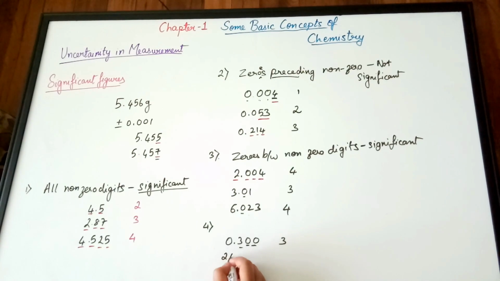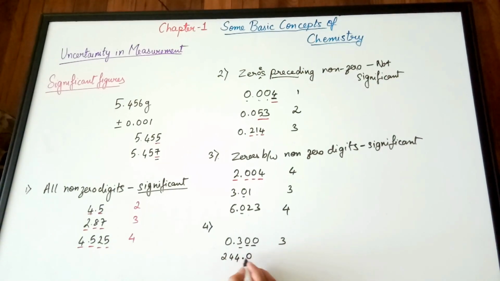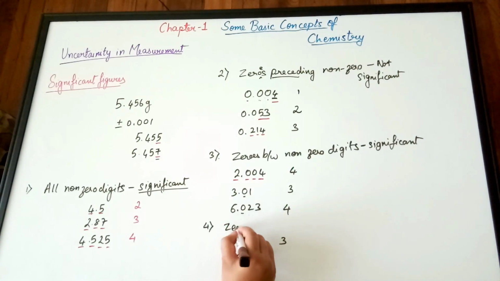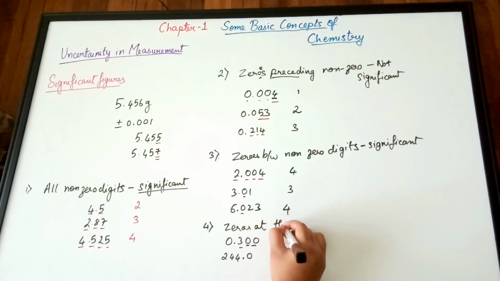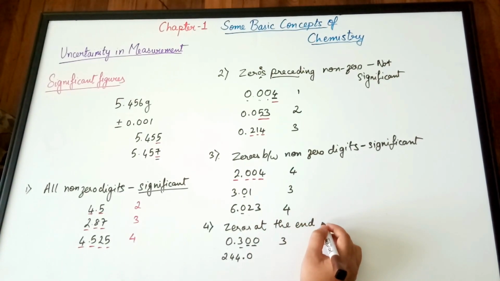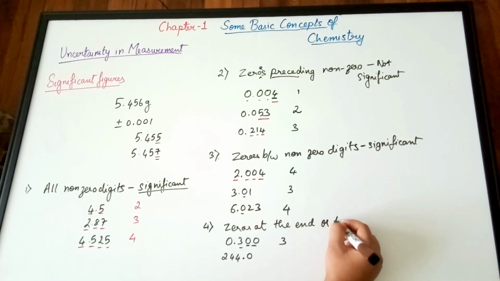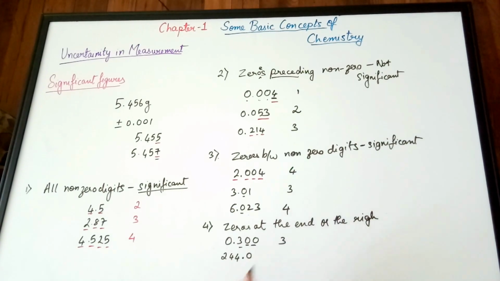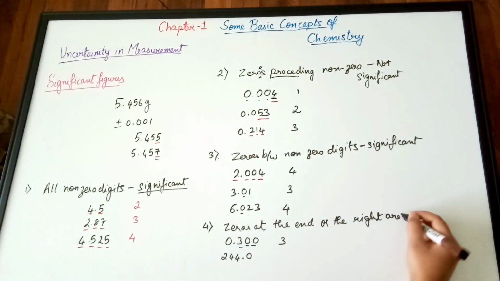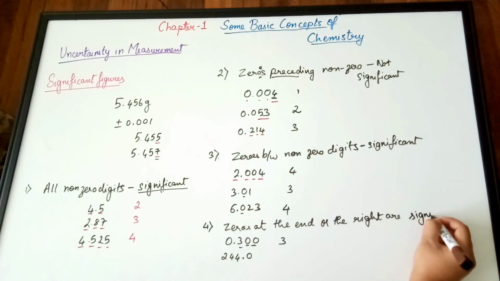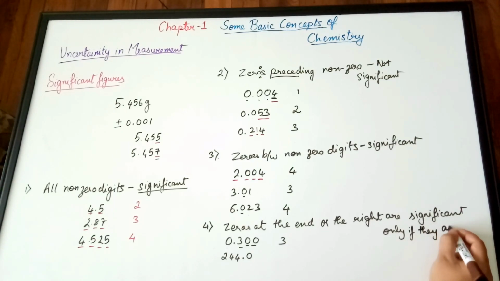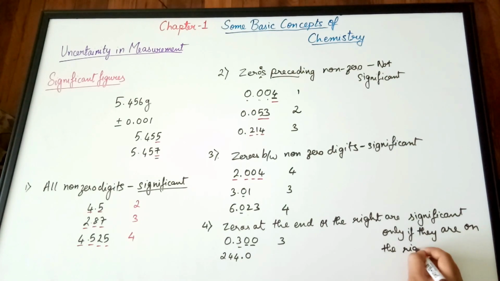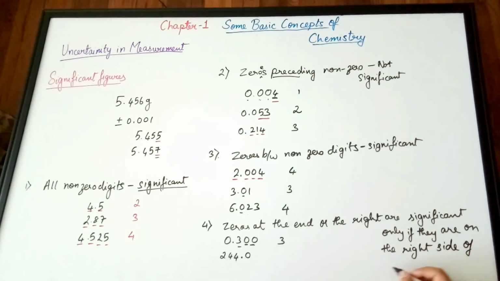Similarly, let's assume you have 244.0. This number has 1, 2, 3 and 4 significant figures, because zeros at the end or the right are significant only if they are on the right side of the decimal point.